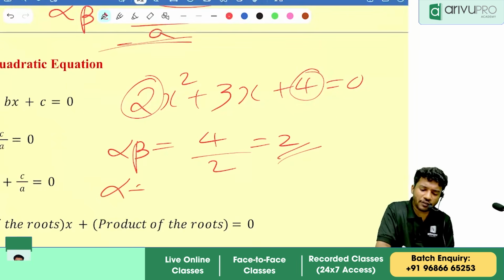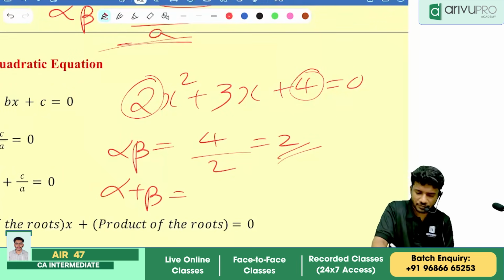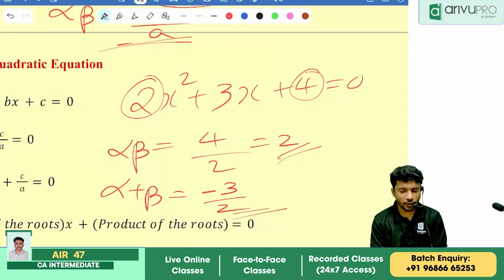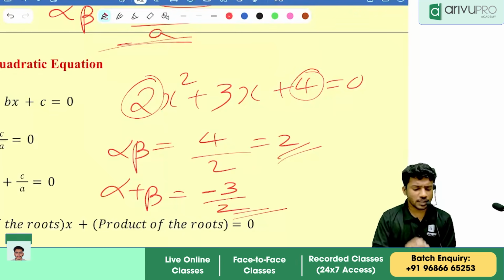2. Then alpha plus beta is equal to how much, people? Minus 3 divided by 2. So we have the product of the roots, and we have the sum of the roots.